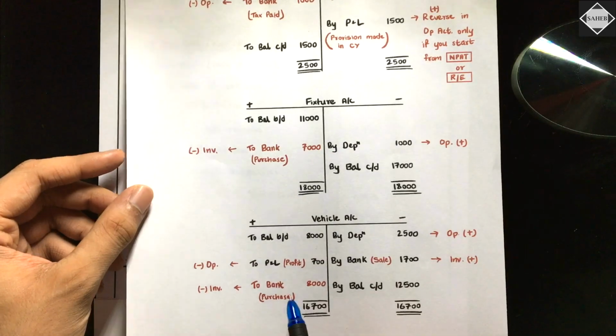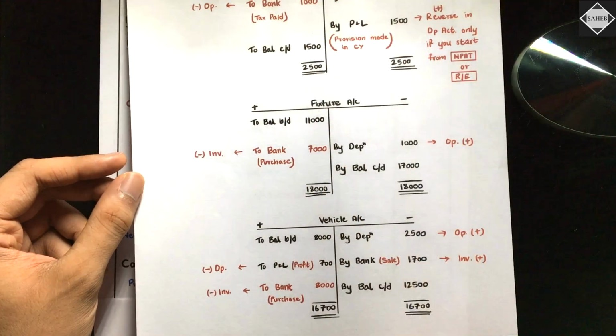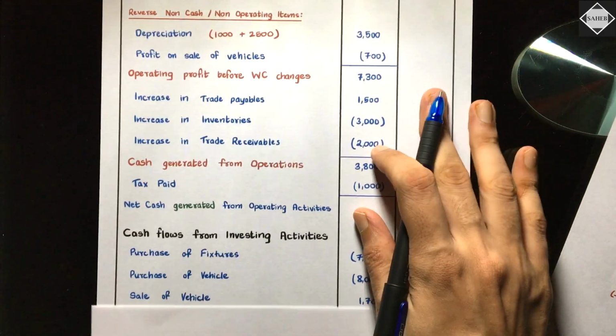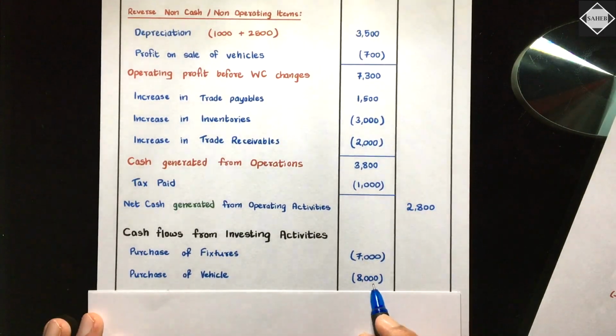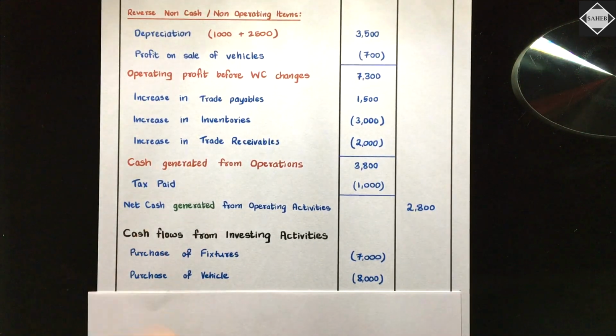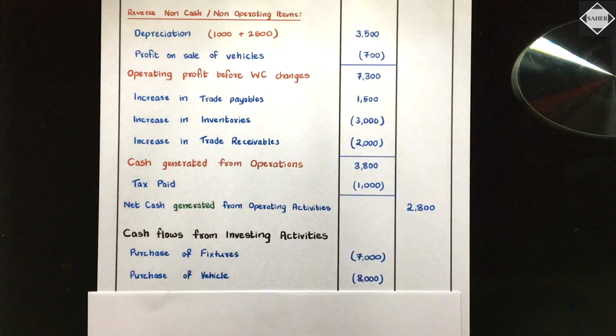Okay, next, see, vehicle also you have purchased of 8,000. This also you have to subtract in investing activity. You have purchased the vehicle, but the cash is going out, right? Because of this. So purchase of vehicle you have to take minus 8,000. Is it clear? Simple and straightforward. Now purchase also comes in investing activity. Purchase of assets as well as sale of assets will also come.